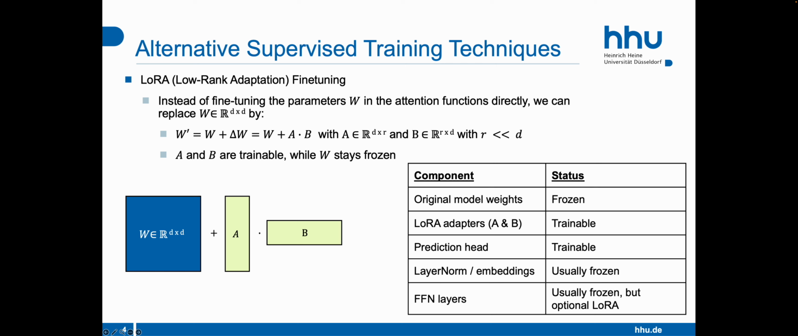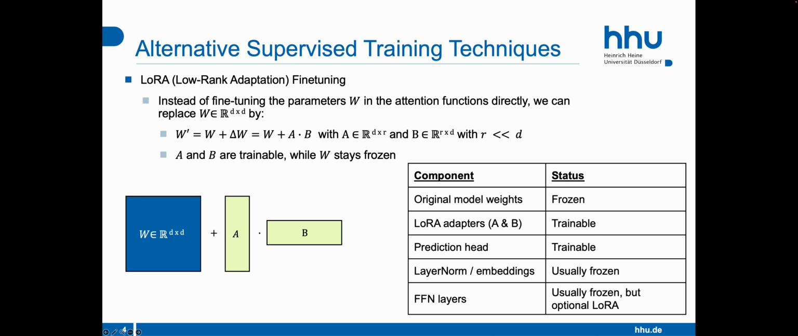This table highlights that only 3 parts of the network remain trainable: the newly inserted LoRA adapters A and B, the final prediction head that uses the updated CLS representations to make predictions, and optionally additional LoRA blocks in the feed-forward layers. All original model weights, the embedding layers, and the layer normalization parameters stay fixed unless deliberately decided otherwise.